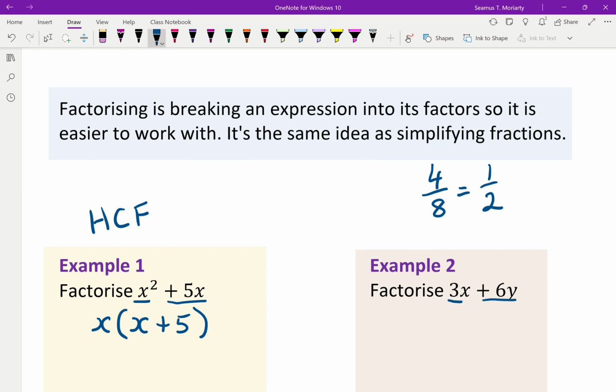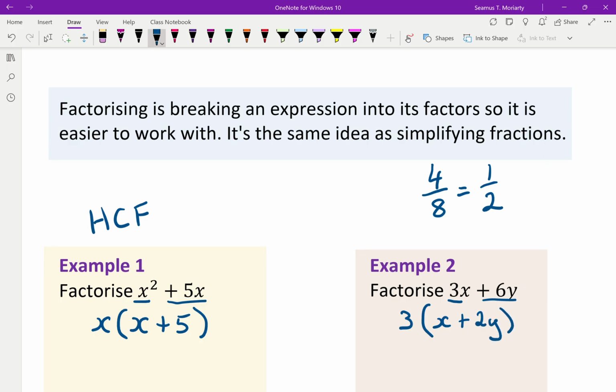In example 2, we have 3x plus 6y. We want to factorise that. So what do they have in common? Well, 3 will go into 6. So there's a link between the numbers there. So I can take out 3 as a common factor. What do I have to multiply 3 by to give me 3x? I need to multiply by x. What do I have to multiply 3 by to give me 6y? I have to multiply it by 2y.